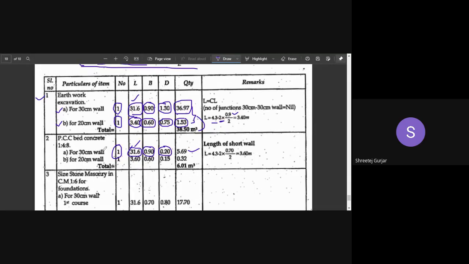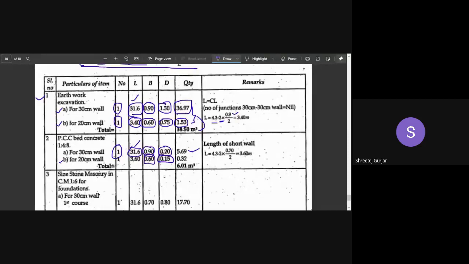But coming to your 20 centimeter wall, now coming to a 20 centimeter wall, so width we know is 0.6 of a PCC bed, and the thickness of PCC bed from your section you can see it is 0.15. Now coming to length calculation, we know that the length we have to calculate using the formula. So as the formula says, length is equal to center line length, total center line length, that is 4.3, minus number of junctions, that is 2, 4.3 minus 2 into B by 2. So here you have to use B as 0.7 and not as 0.6.